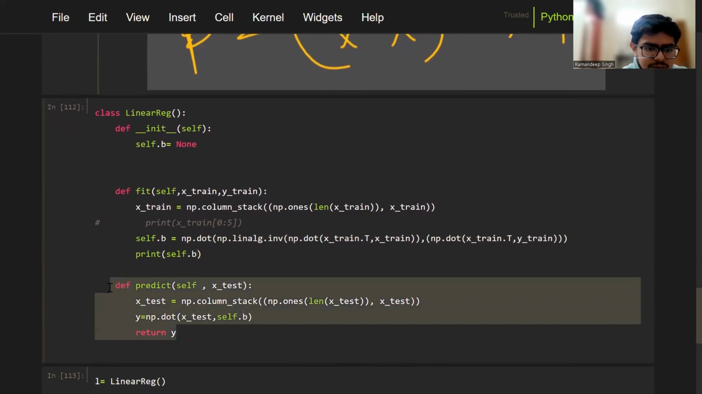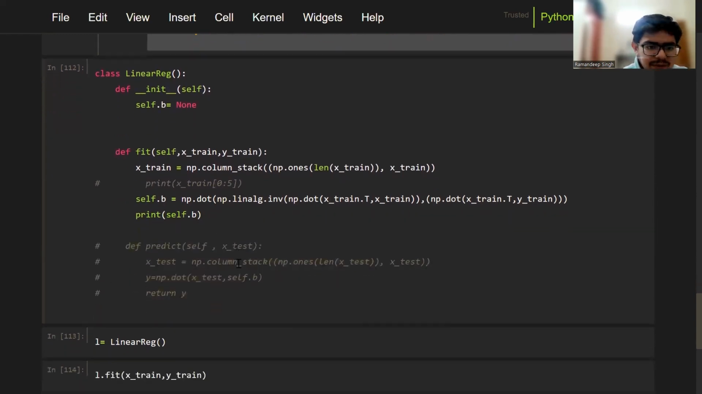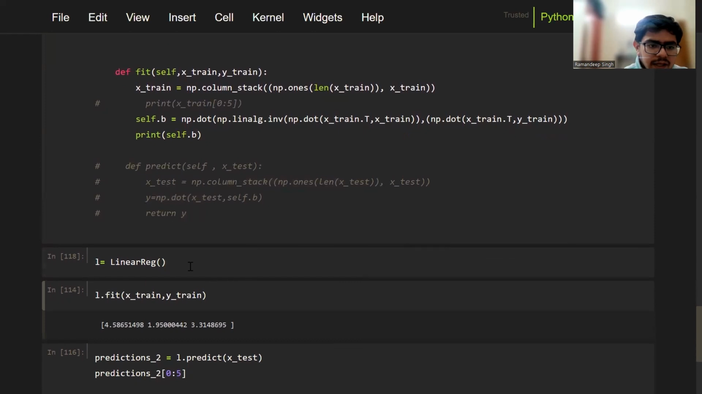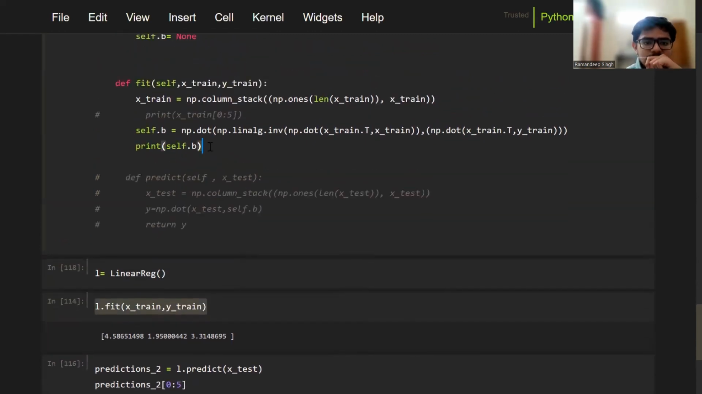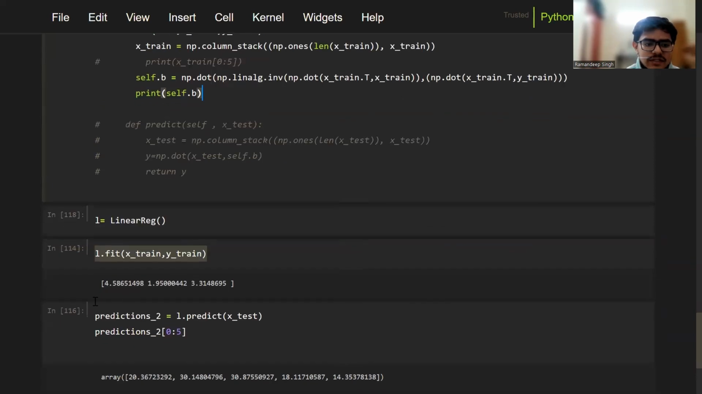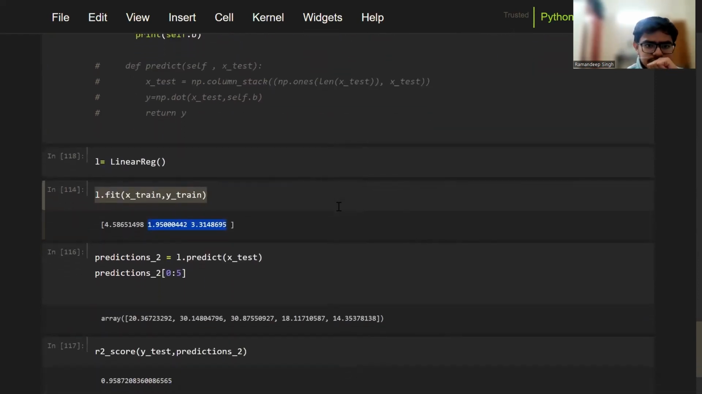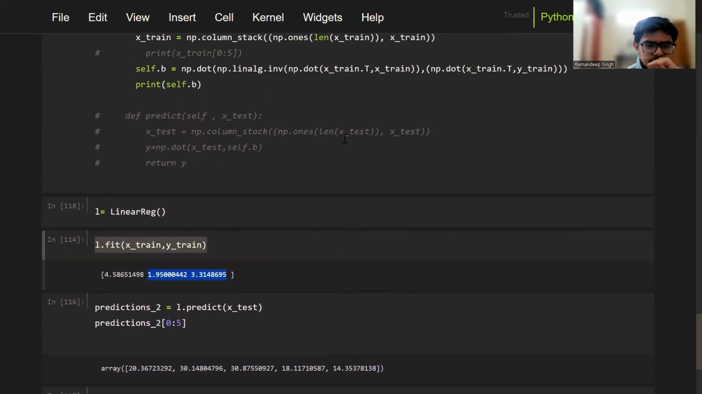Okay, so now if I implement this code, I make L as my linear regression, and call L dot fit on X train and Y train. So what is it giving me? It is printing this beta matrix, in which the first element is my intercept, and the second and third ones are my coefficients, right?